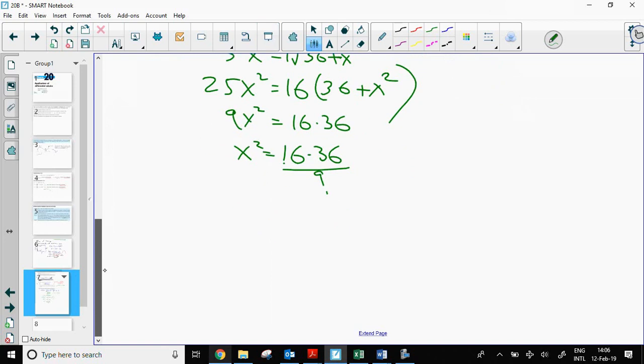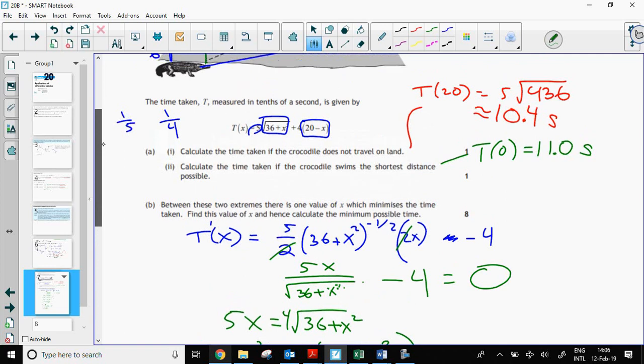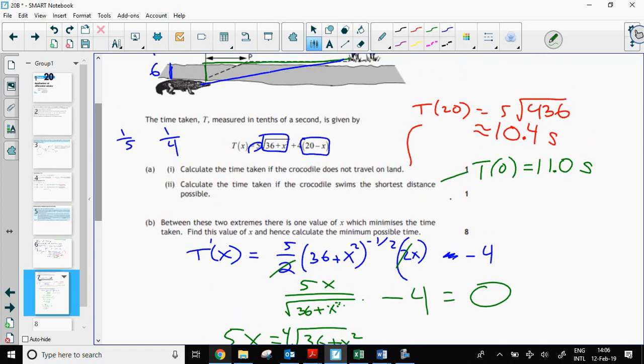We take the square root of both sides. X is going to be plus or minus. The square root of 16 is 4. Square root of 36 is 6. That makes 24 over 3. Oh, that's 8. So x is going to be a distance here in between 0 and 20. So we're going to ignore the negative. That gives us x equals 8 as our distance. We scroll back up and put 8 in here. That comes out very evenly to 98 tenths of a second, or 9.8 seconds.